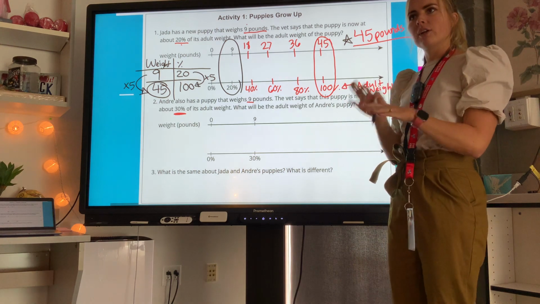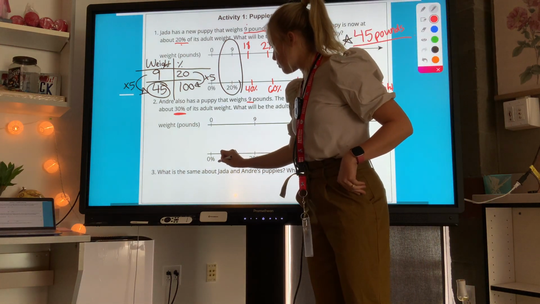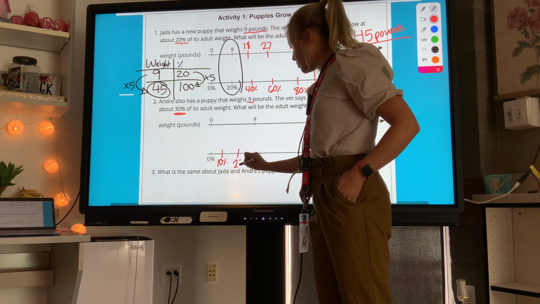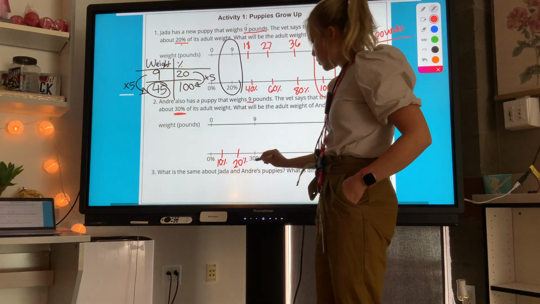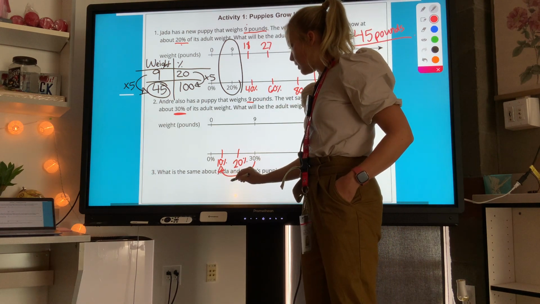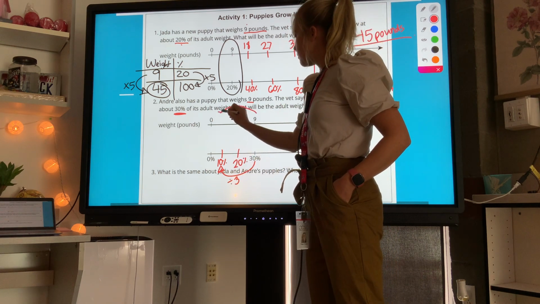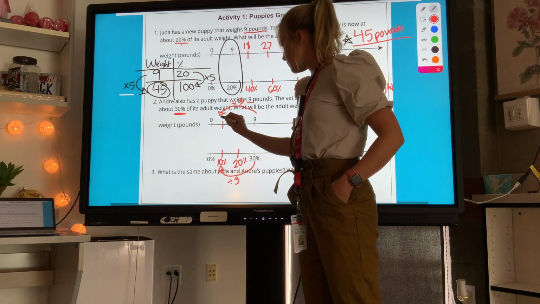But if I count by 30s, it's not going to get there quite. So I'm going to find out what 10% of its weight is first, and then I can count by the 10%. So I know 30 divided by 3 is 10%. So then I'm going to divide 9 by 3, and 9 divided by 3 is 3.